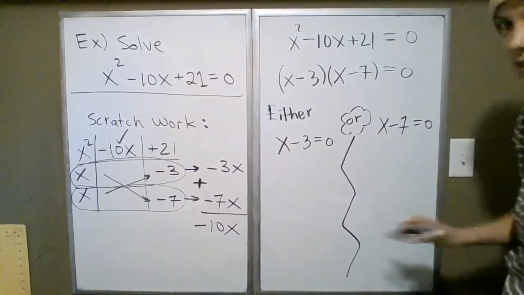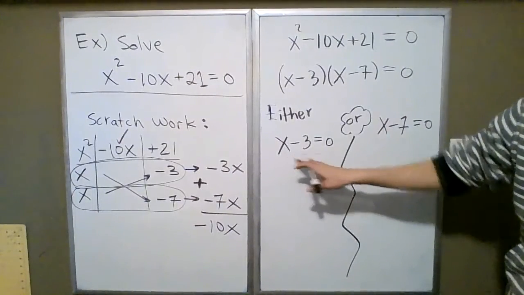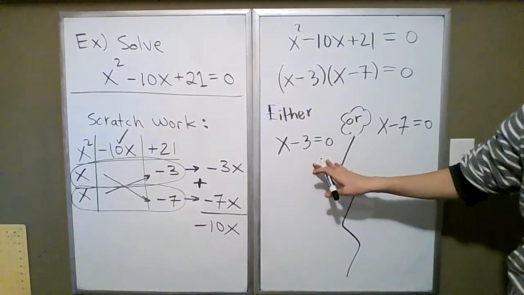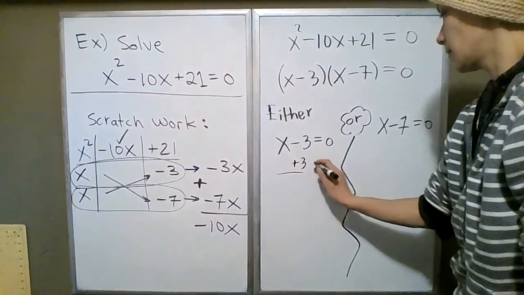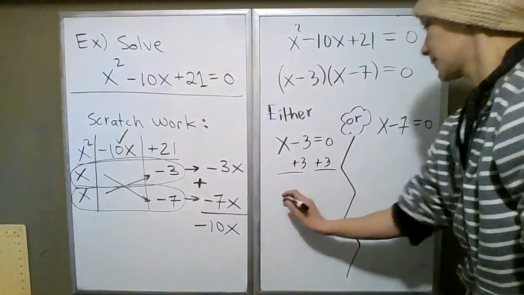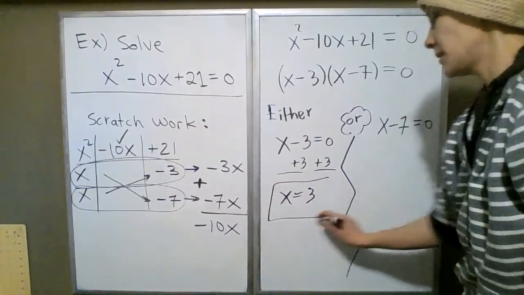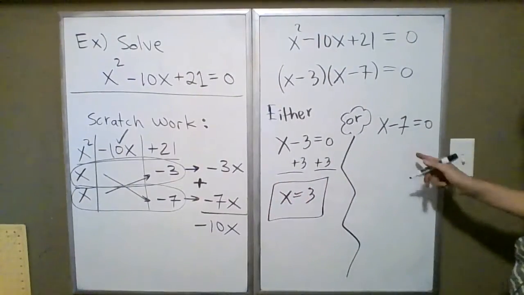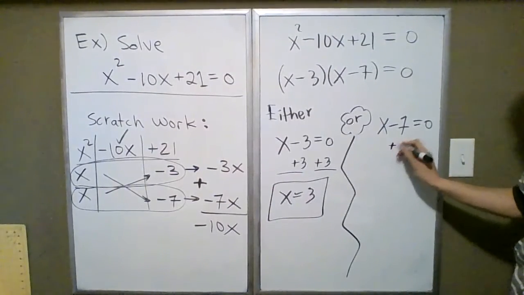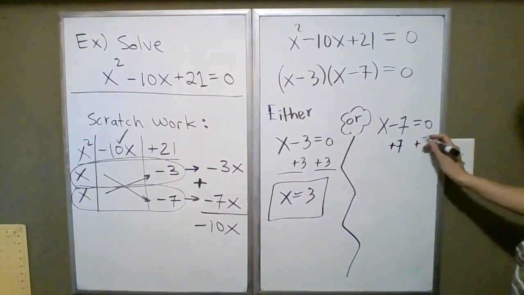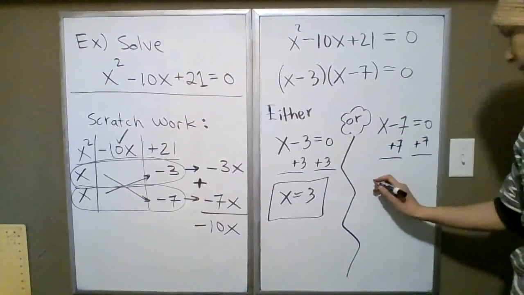Okay, I've set up two equations. For the first equation, if I add 3 to both sides, my solution is x equals 3. One of my solutions is x equals 3. The other one you get from adding 7 to both sides, and then x equals 7 for another solution.